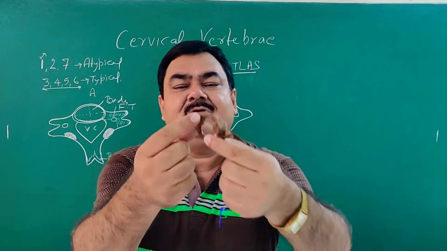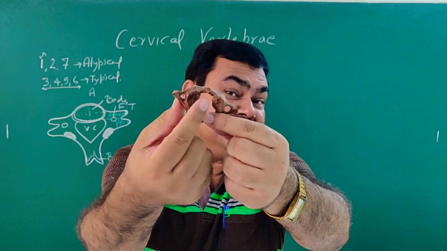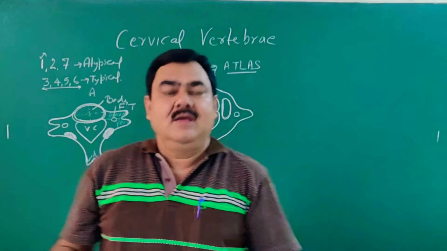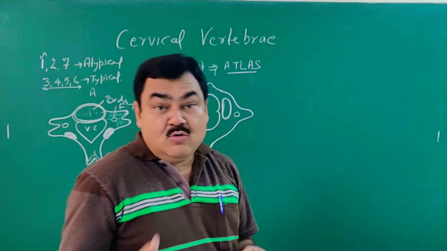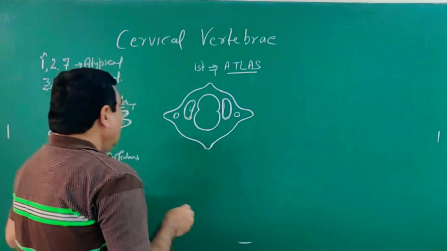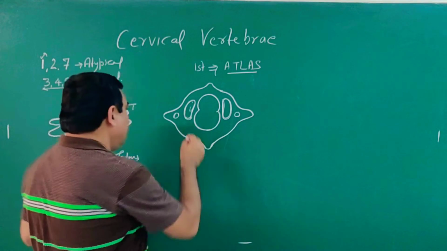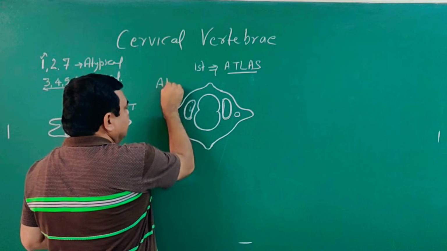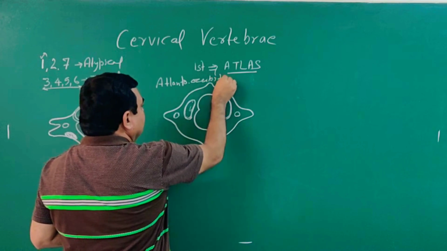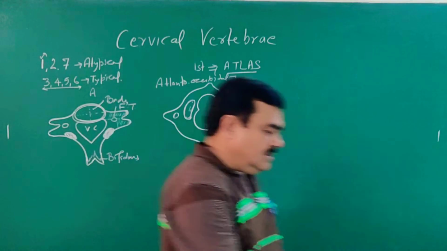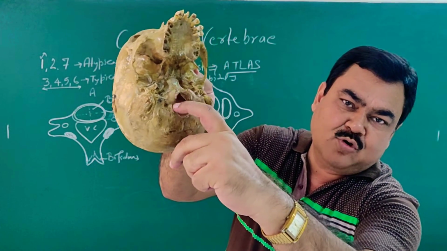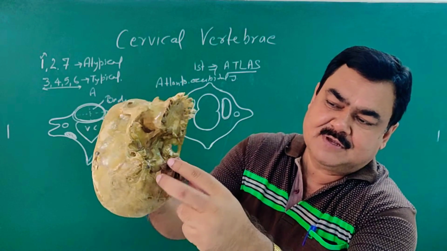If you compare with the inferior facet, the inferior facet is flat and the superior facet is concave, and through this facet it articulates with the condyle of the occipital bone, and here the atlanto-occipital joint is formed. Here you can see this is the condyle of the occipital bone. So it joins with this like this.